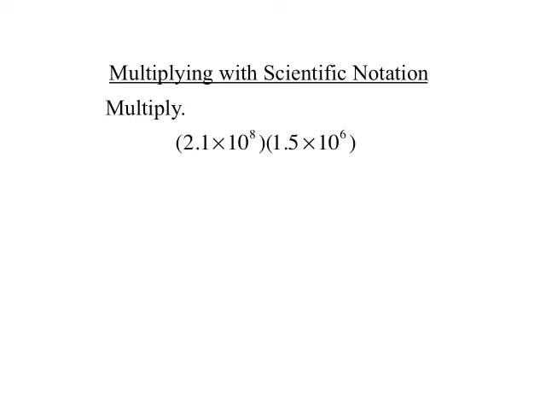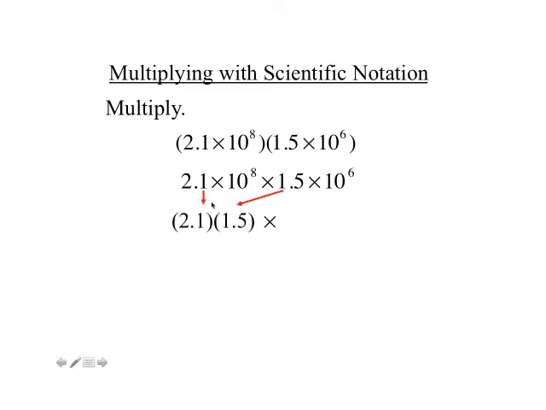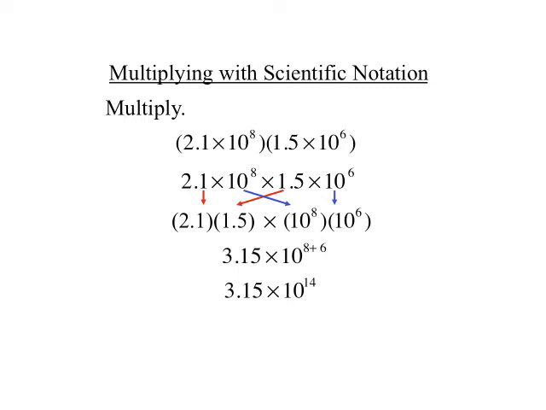All right, so when I'm multiplying in scientific notation, I multiply number with number, like base with like base. That's it. Number with number, like base with like base. So I use my commutative property, multiply 1 and 5/10 times 2 and 1/10, and 10 to the 8th times 10 to the 6th. And that's where I get 3 and 15 hundredths times 10 to the 8th plus the 6th power, which simplifies to 10 to the 14th.